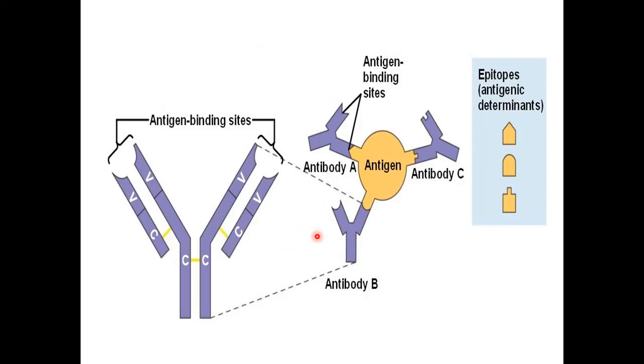Now the antigen binding sites. This shows the diversity of the N-terminal that can bind to a variety of antigenic determinants. You can see here the shapes of these epitopes. They all are different, and the antibody variable sites will be specially designed for these epitopes.